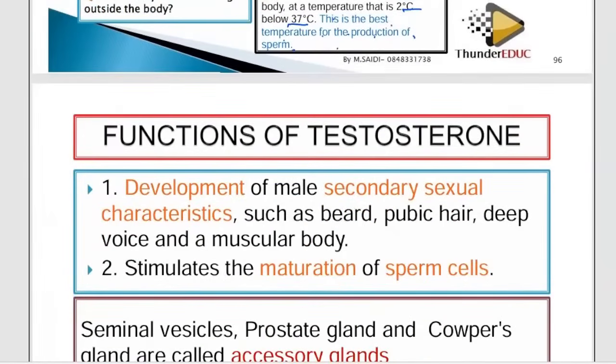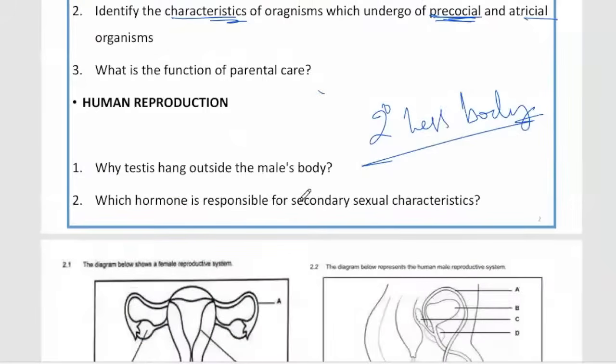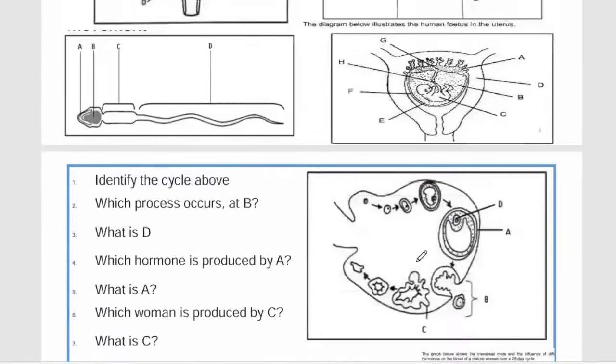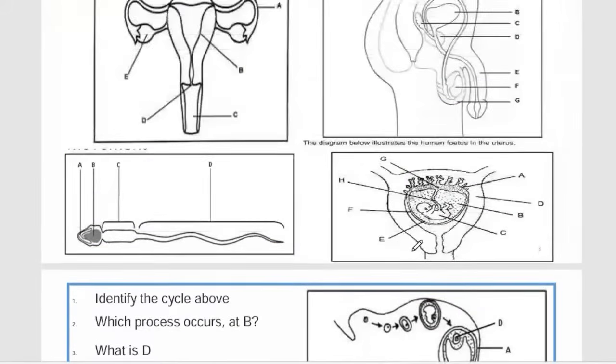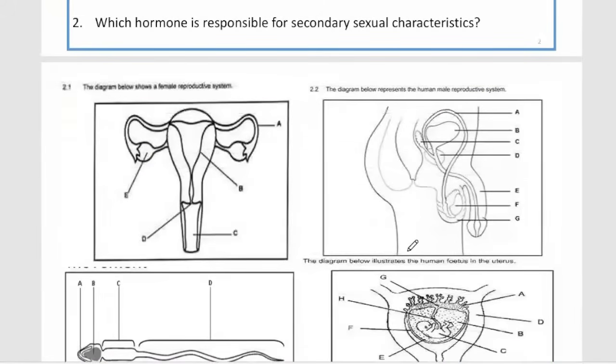Then we got the next question, which is: which hormone is responsible for secondary sexual characteristics? The hormone which is responsible for secondary sexual characteristics is what we call testosterone. We saw that. Now from there, you need to know each and every part of this. We say this is fallopian tube, this is endometrium, this is ovary, this is cervix, this is vagina, and the second name for the vagina, we say that is the birth canal.